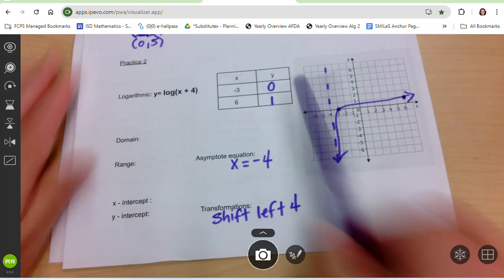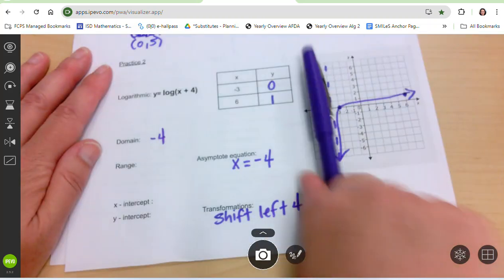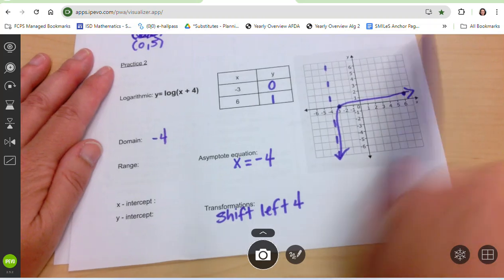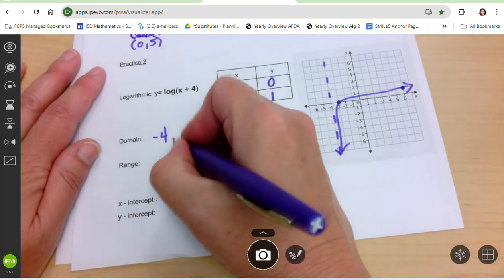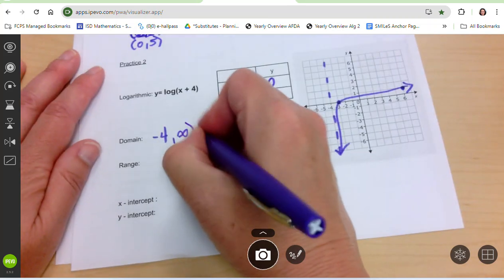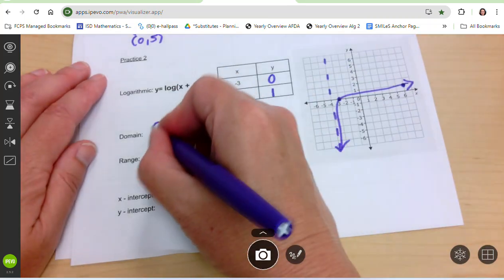So your domain starts right after the asymptote at -4. So it starts here, and then it goes all the way to the right, which is what? It's infinity. Good. So -4 to infinity. Do I include the -4? No, because there's an asymptote. So make sure you have parentheses.